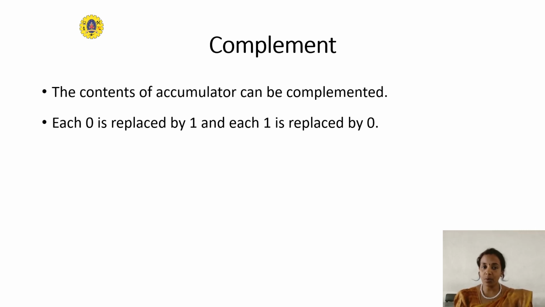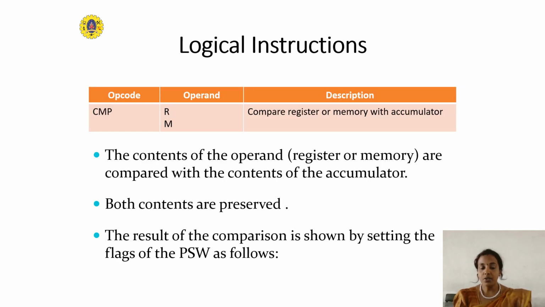Next one is the complement operation. The contents of the accumulator can be complemented. So if the accumulator has a data bit 0, then it would become 1. If the accumulator has data bit 1, then it would be replaced by 0. So that is the complement accumulator operation. These are the main instructions.